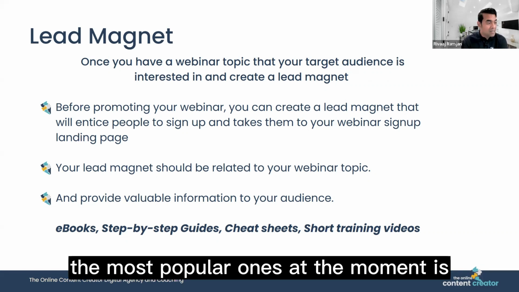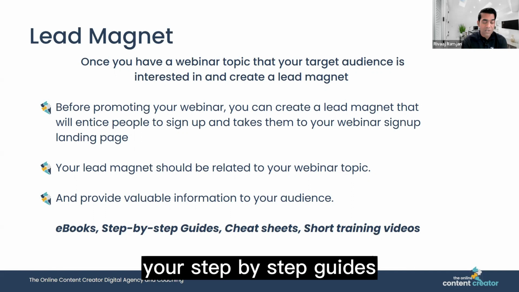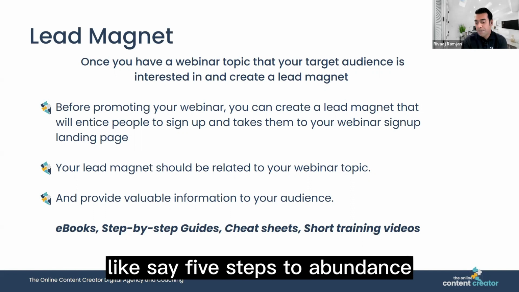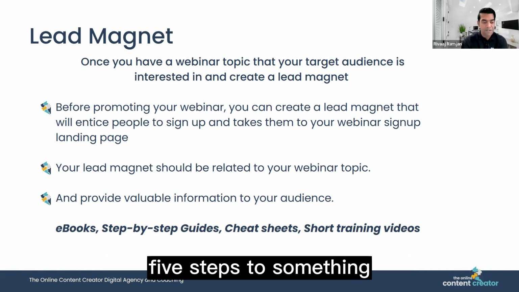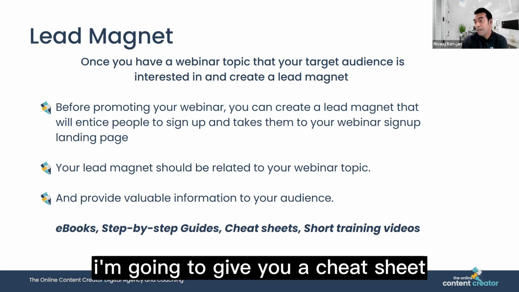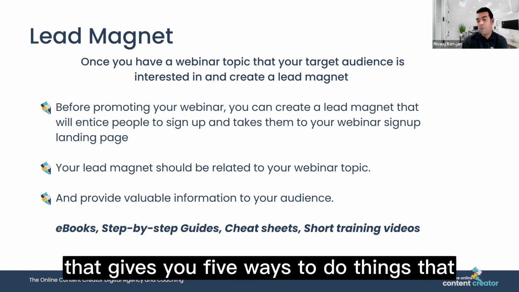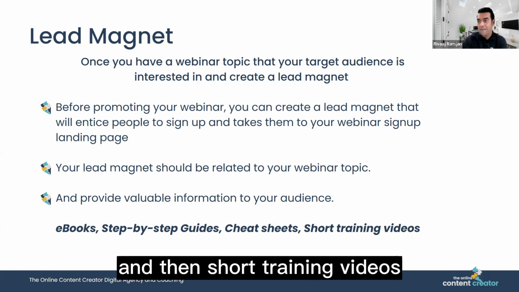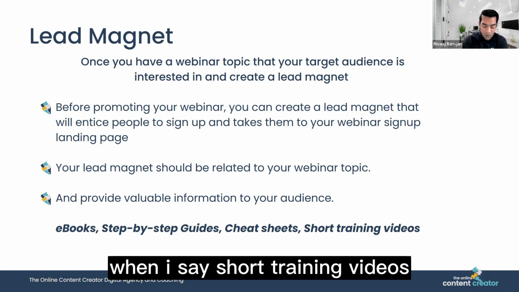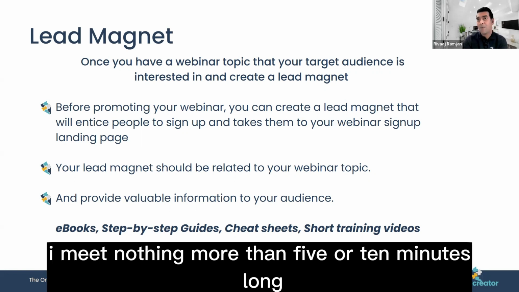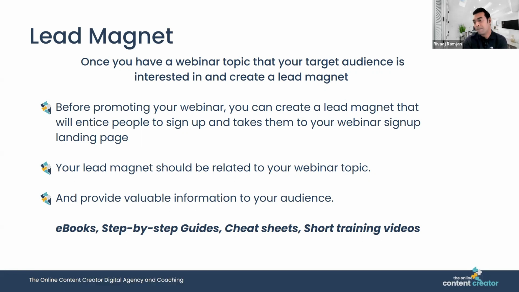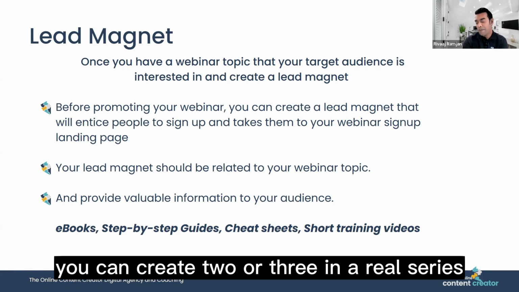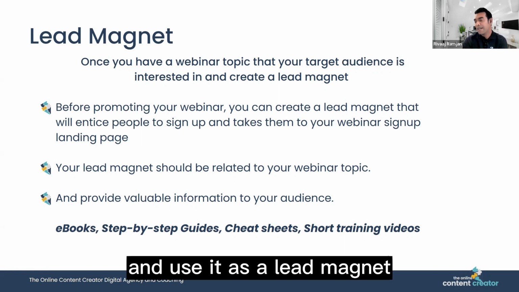The most popular ones at the moment are, of course, ebooks and step-by-step guides, like 5 steps to abundance, 5 steps to something, or 10 rules, or your cheat sheets. I'm going to give you a cheat sheet that gives you 5 ways to do things that are simple and easy. And then short training videos. When I say short training videos, I mean nothing more than 5 or 10 minutes long. You can create 2 or 3 in a series and use it as a lead magnet.